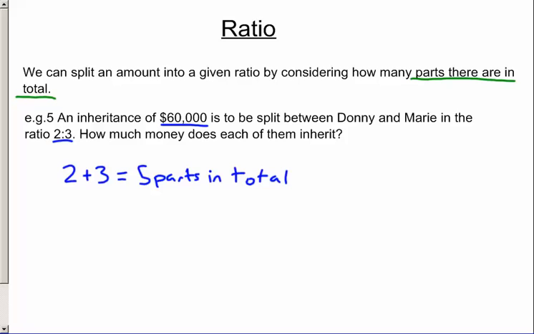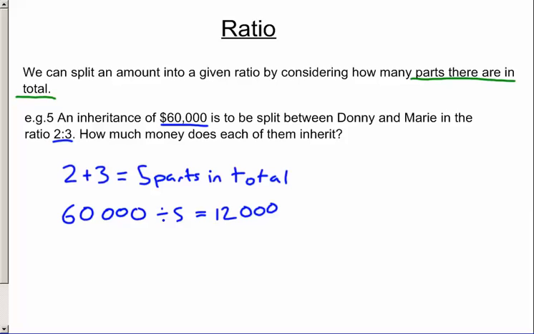If there's 5 parts in total, we want to find how much each part is worth. So we do 60,000 divided by 5. And that will give us how much each part is worth, which is 12,000.